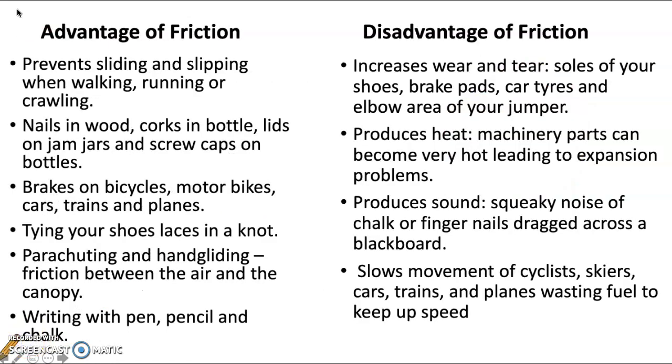Now, I hope you managed to come up with 3 advantages and disadvantages of friction. If you were struggling, then there are some more examples here. Again, you can add these to your notes if you would like. If your 3 that you've already written aren't sufficient, then just add in any extra information that you need. So advantages, for instance, prevent sliding and slipping when walking or running, nails in wood, corks in bottles, brakes on bicycles, motorbikes, cars, trains and planes, tying your shoelaces in a knot, parachuting and hang gliding. Friction between the air and the canopy saves your life and lets you lower to the ground nice and safely.